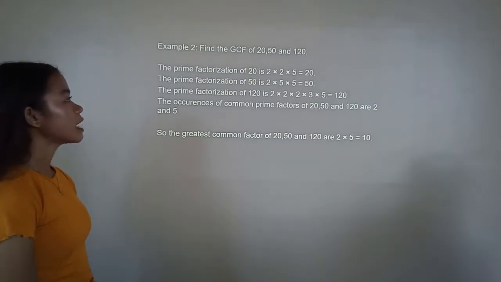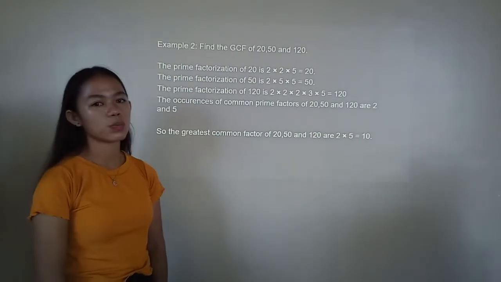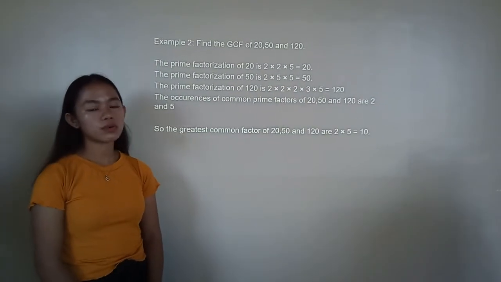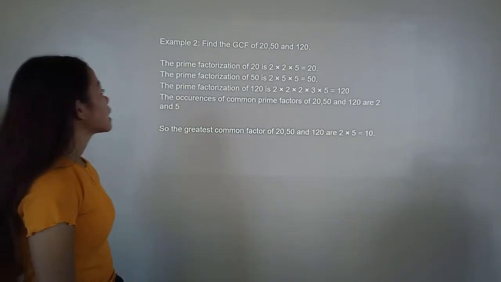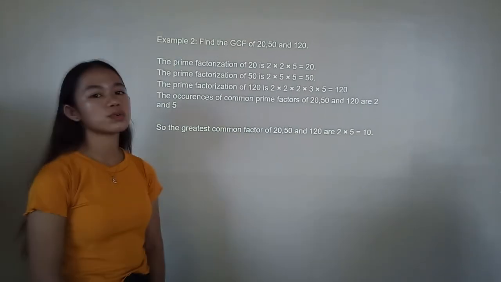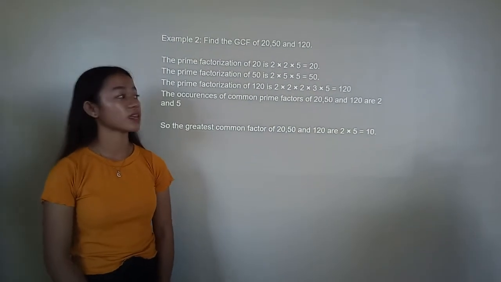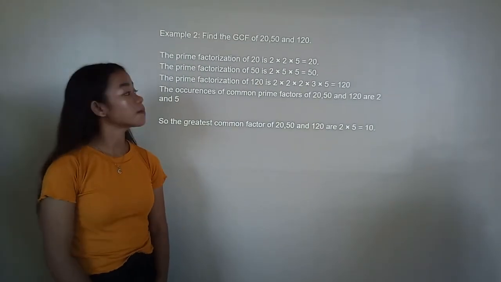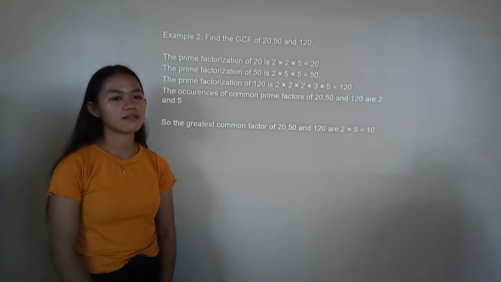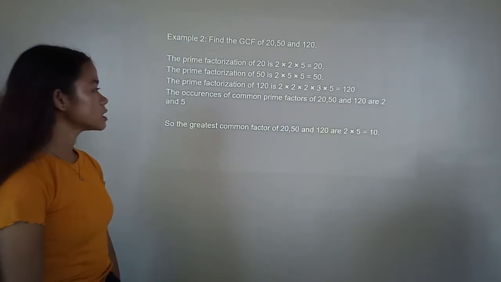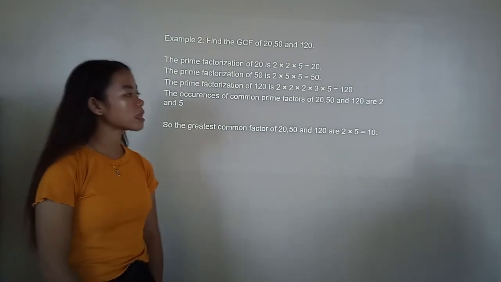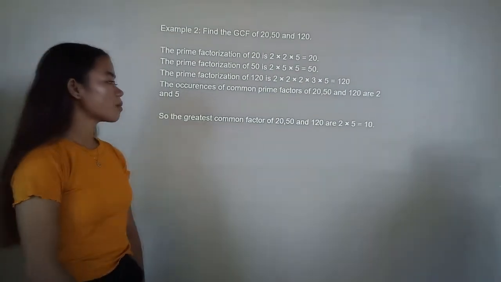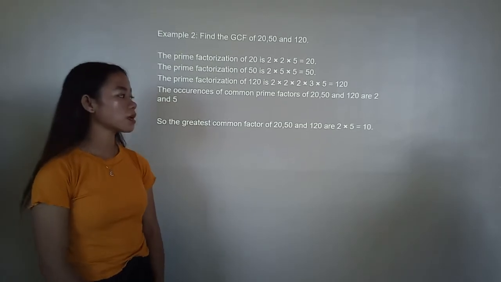Example number 2. Find the GCF of 20, 50, and 120. The prime factorization of 20 is 2 times 2 times 5 is equal to 20. The prime factorization of 50 is 2 times 5 times 5 is equal to 50. The prime factorization of 120 is 2 times 2 times 2 times 3 times 5 is equal to 120. The occurrences of common prime factors of 20, 50, and 120 are 2 and 5. So the greatest common factor of 20, 50, and 120 is 10.